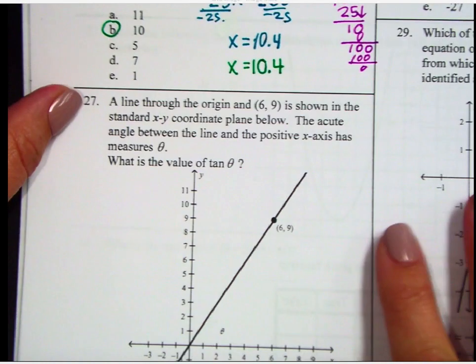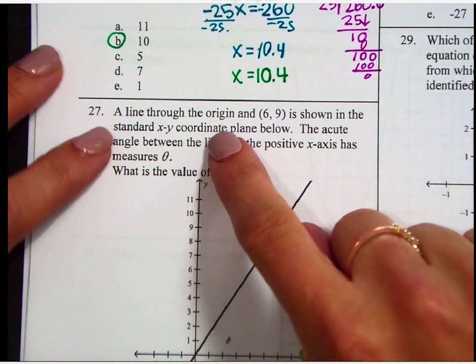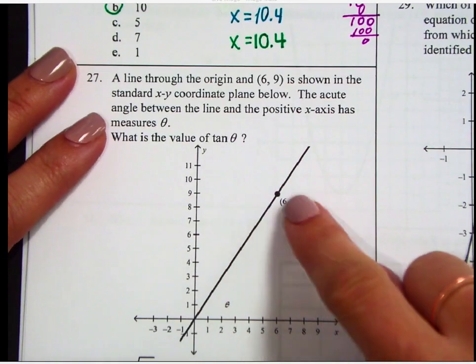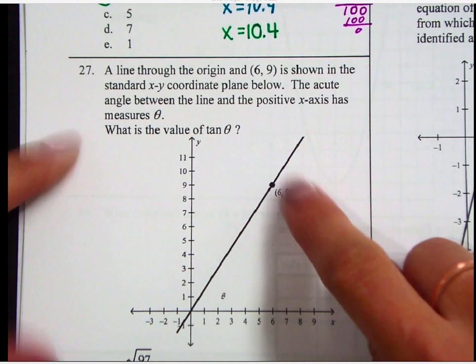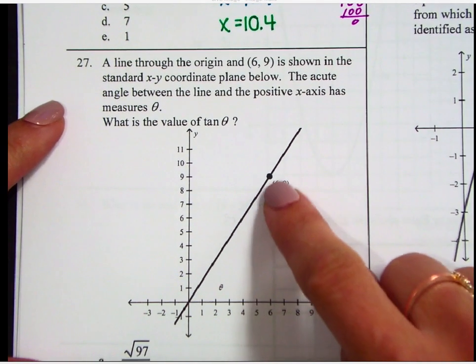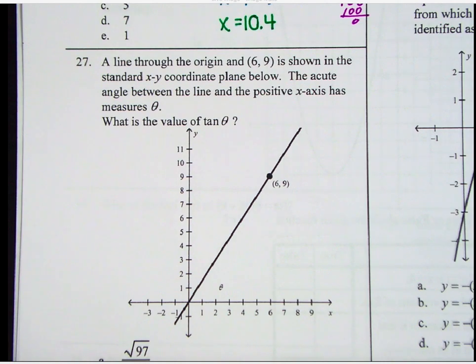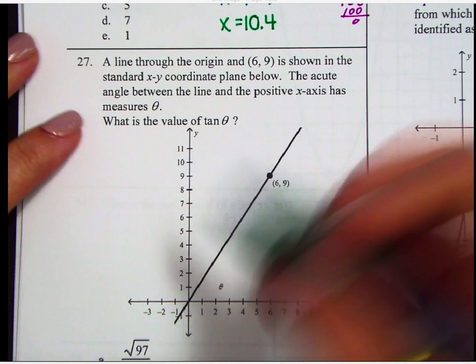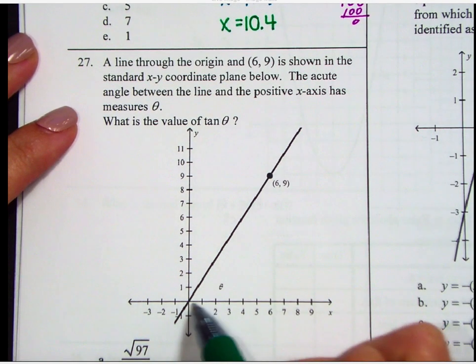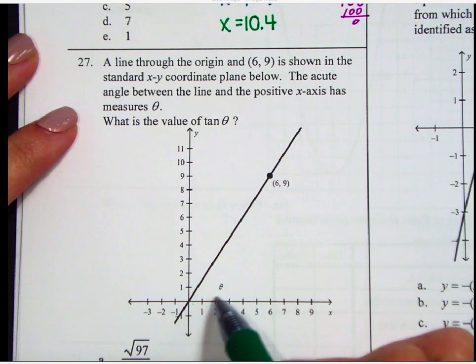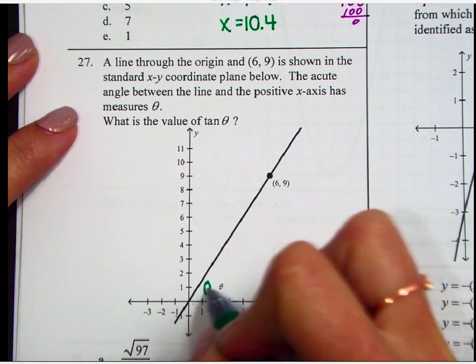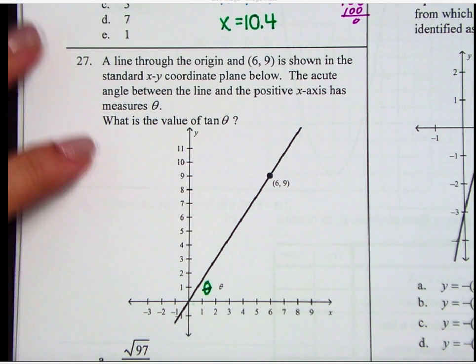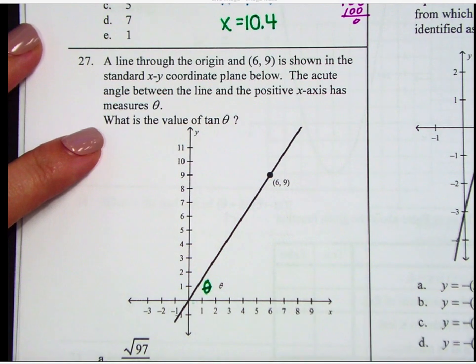Number 27, a line is drawn through the origin and (6, 9) is shown passing through our line through that point. The acute angle between the line and the positive x-axis has a measure of theta. So basically the line with the x-axis is going to form this angle. I'm going to make that bigger. There's theta. And then they want to know the value of tangent theta.